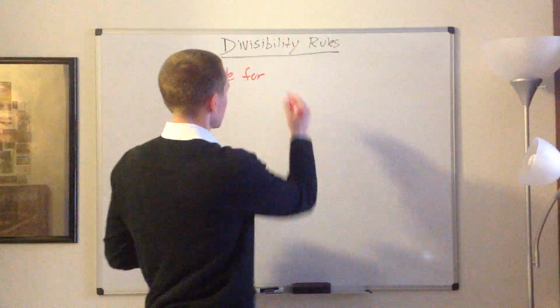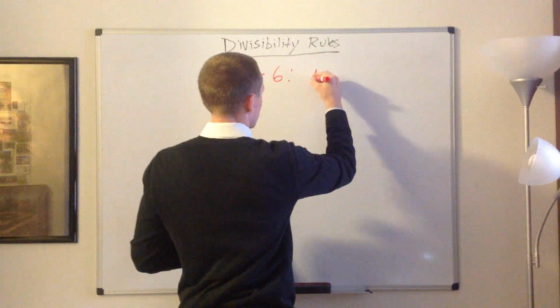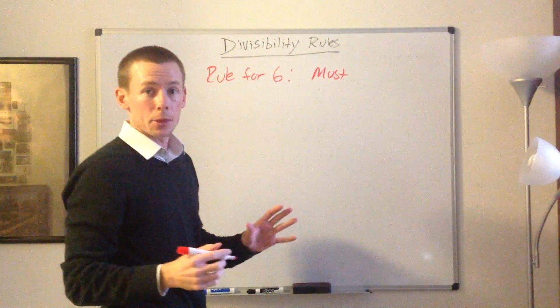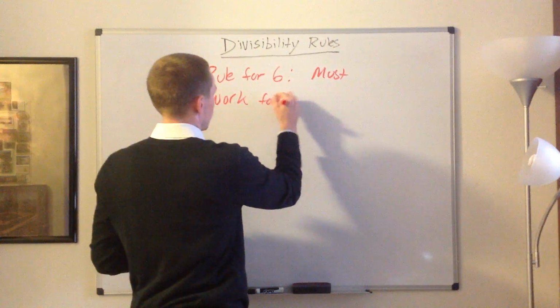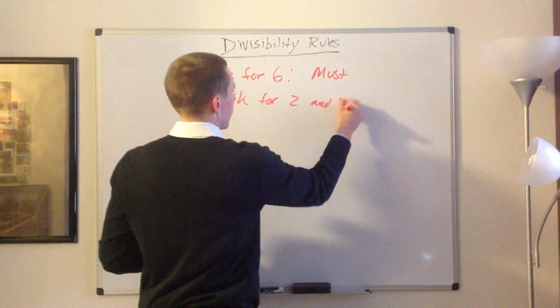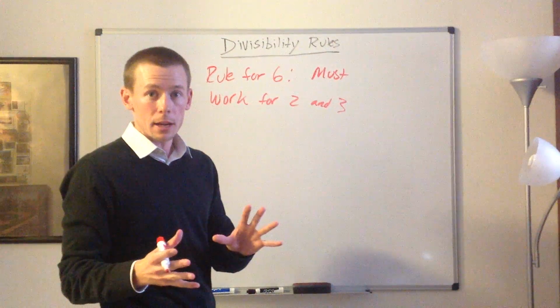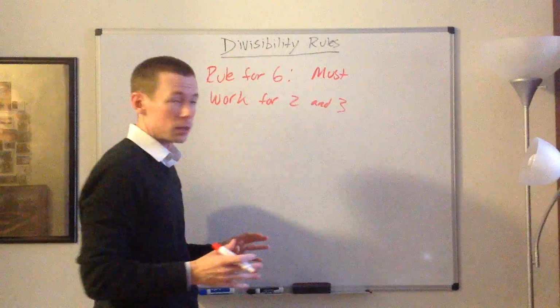Just want to show a couple more. For 6, you check both 2 and 3. And if those rules work, then 6 will go into the number you're looking at.